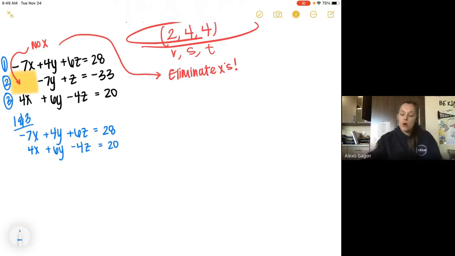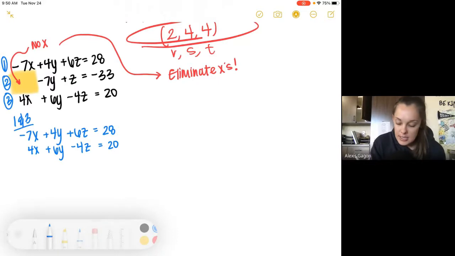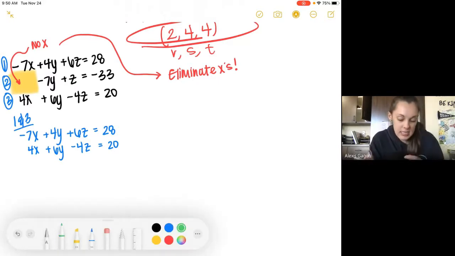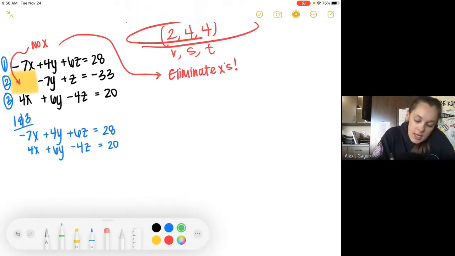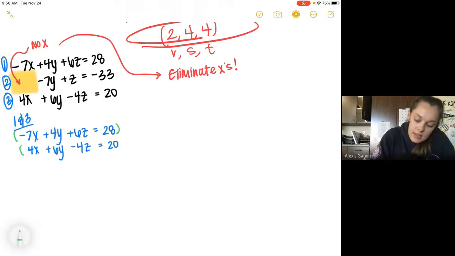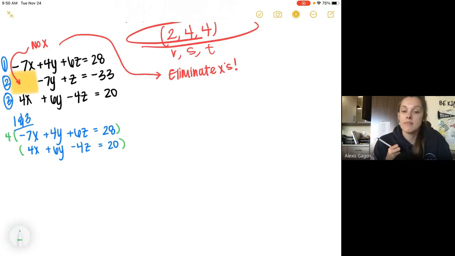Now we chose, or not really chose, but we're eliminating our x's because the x is already gone here. That's not necessarily easy in this problem, but it's not hard either. Since that's a 7 and that's a 4, I need those to be the same. And 4 doesn't go into 7, 7 doesn't go into 4. So I'm just going to take the 4 and multiply it to the top equation, and I'm going to take the 7 and multiply it to the bottom equation.